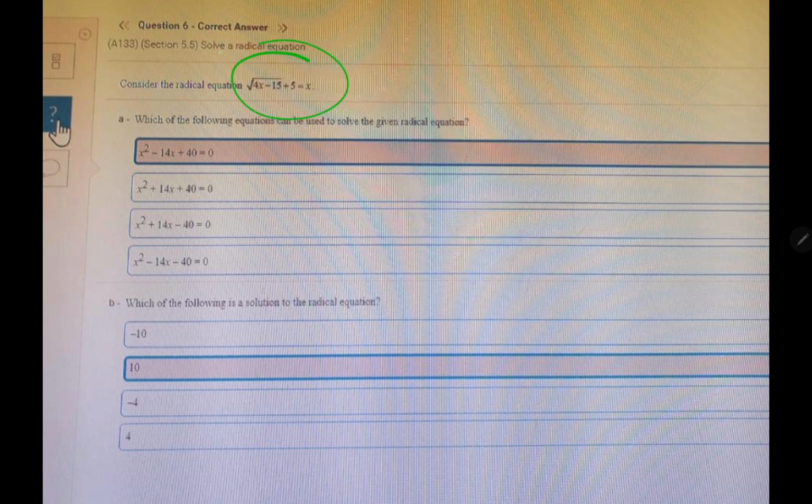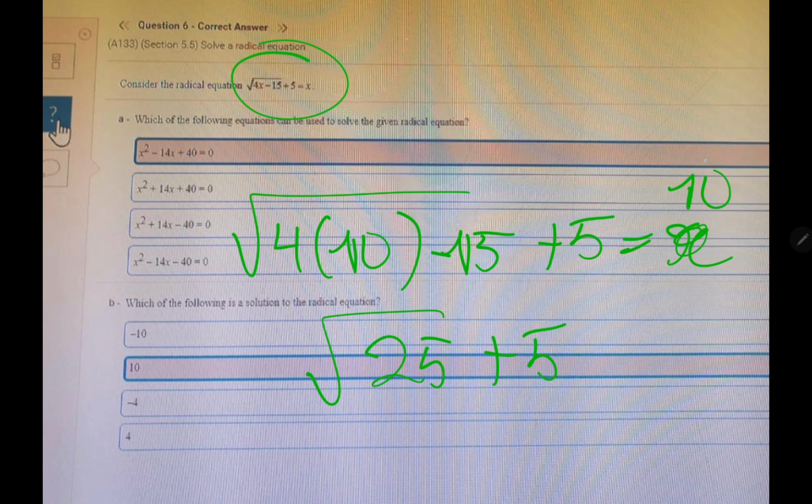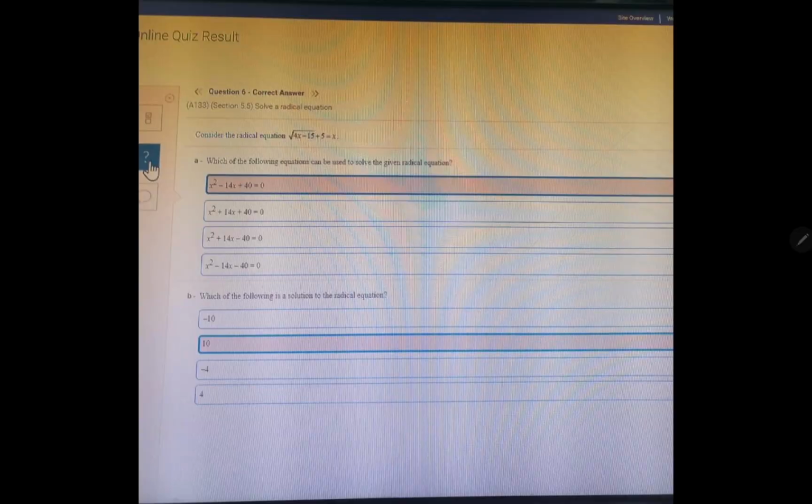How about if we tried 10? It will be radical 4 times 10 minus 15 plus 5 is equal to x. So radical 25 plus 5 here, sorry, is 10. Radical 25 plus 5 is equal to 10. 5 plus 5, is it equal to 10? Yes, so then our answer is 10. That was for question number 6.